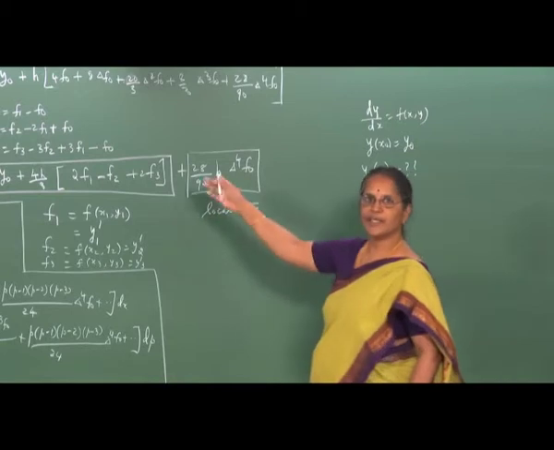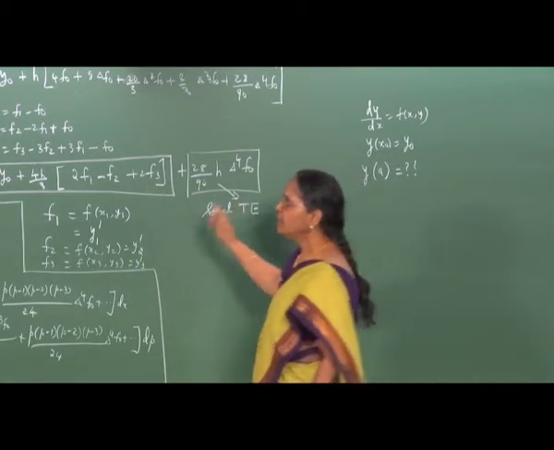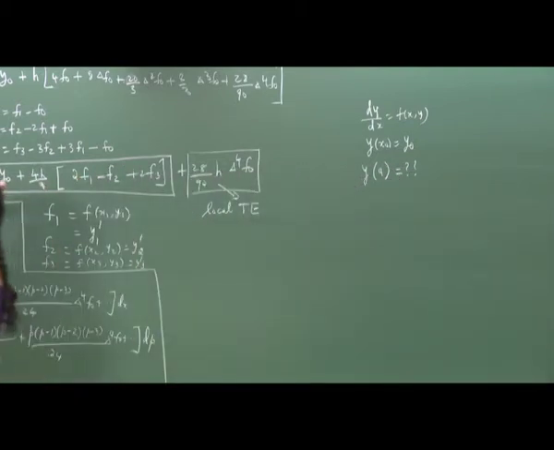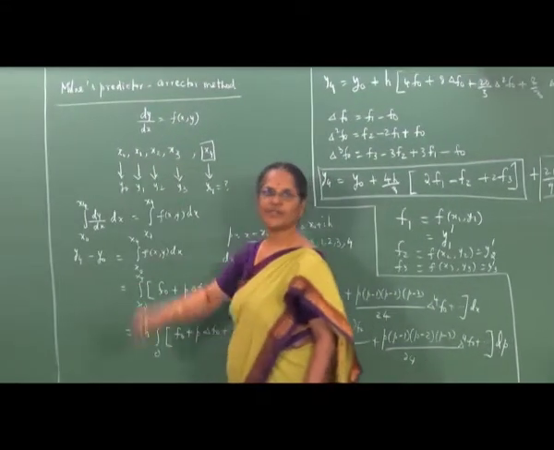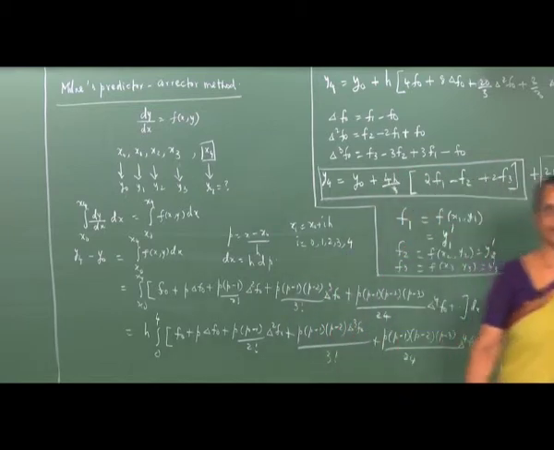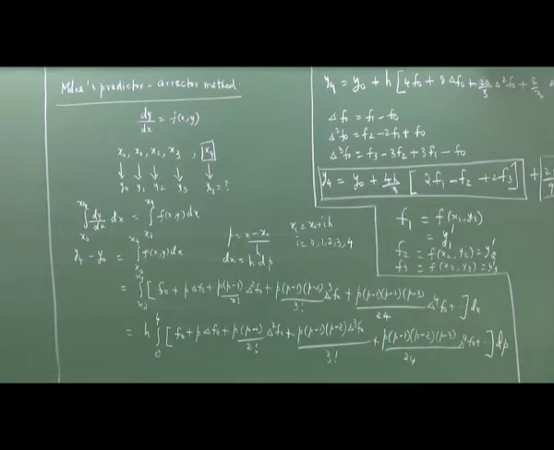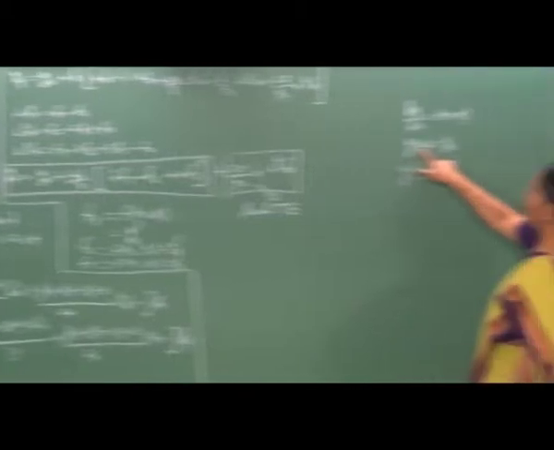We will derive the method, but I am just indicating here because we said that this method is based on the assumption that the solution at the previous 4 points is known to us. Here we are only given information at the point x naught.